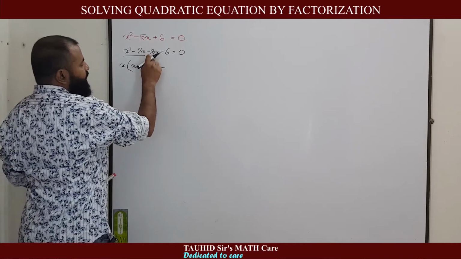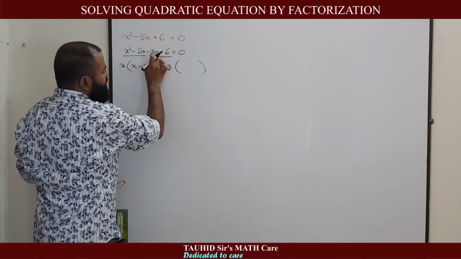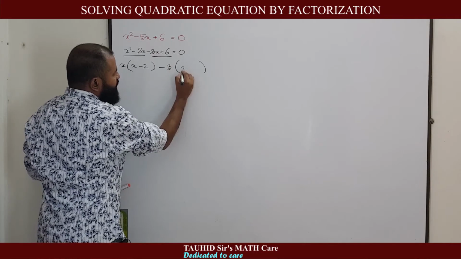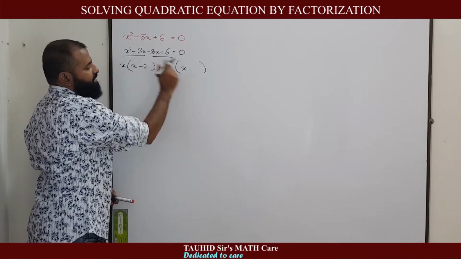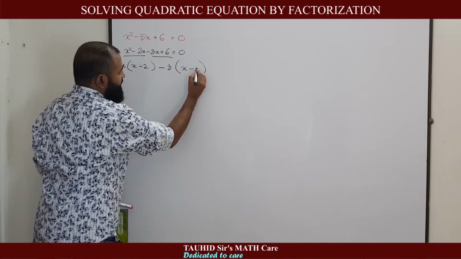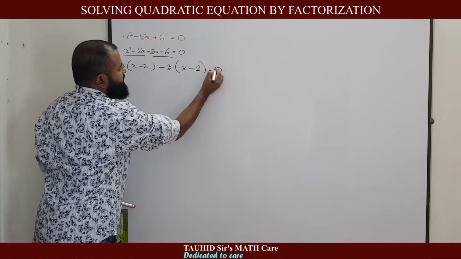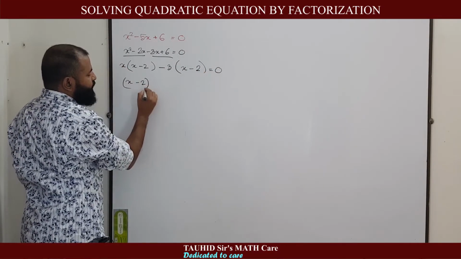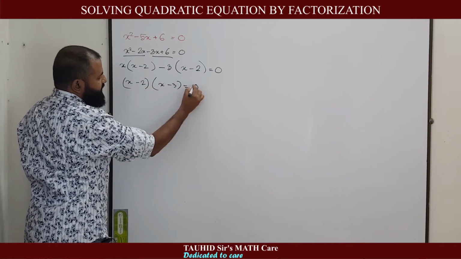minus, if we take a common factor 3 from here, 3 into x, if we take away the 3, here we will put x. Here this minus will turn this plus into a minus. So 6 divided by 3, we get a 2 equal to 0. That means x minus 2, if we take this as a common factor, x minus 3 equal to 0.